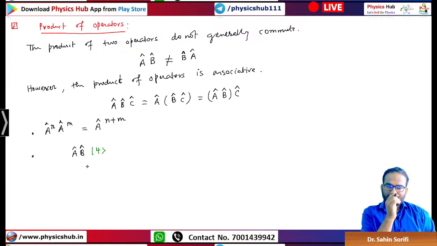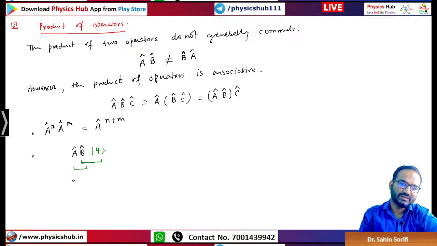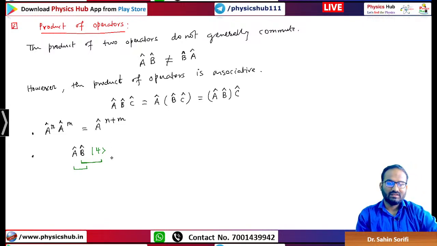Now when this product of operators operates on psi, how does it work? You see, the second operator will work on it first, and whatever be the result, that will be acted upon by A. The order of application is important. It is not like you apply A first, then B. First B will apply on this ket psi, it will convert it into some other ket, and then A will be applied on that modified ket.